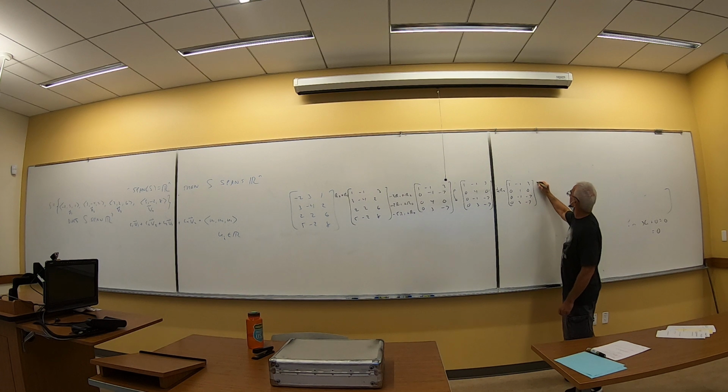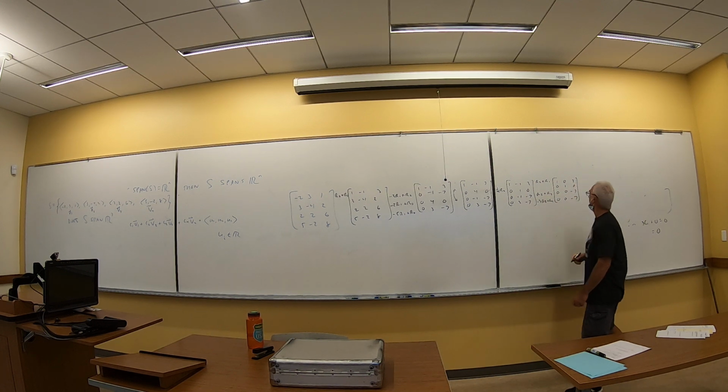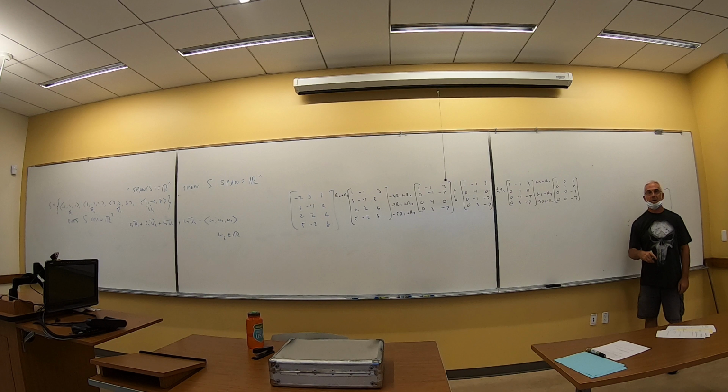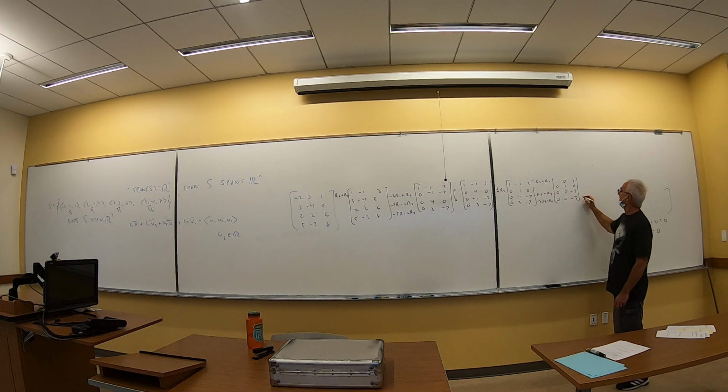All right, so let me do row 2 plus row 1. Let me do row 2 plus row 3. Let me do negative 3 row 2s plus row 4. And finally, let me do negative row 3 plus row 4. The fact that it's not a 1 doesn't bother me.